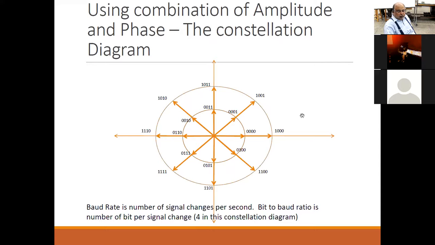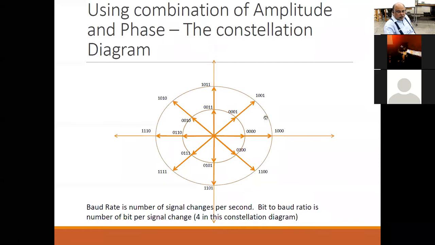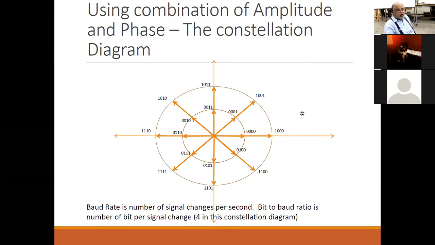All right. And now this is where we are actually getting somewhere very complex. How many points are there? How many vectors are there? Sixteen. So this will be called 16 QAM. Here you can assign 4 bits to each signal change. So if you are sending an in-phase signal of 1 volt, that would be 000. So amplitude modulation is also included. So this is called QAM, quadrature amplitude modulation. It is using a combination of amplitude and phase. And this diagram is called a constellation diagram.